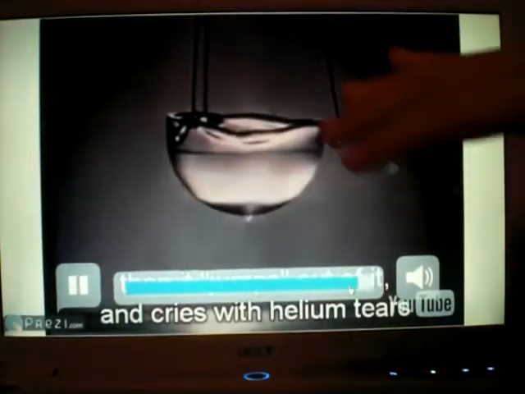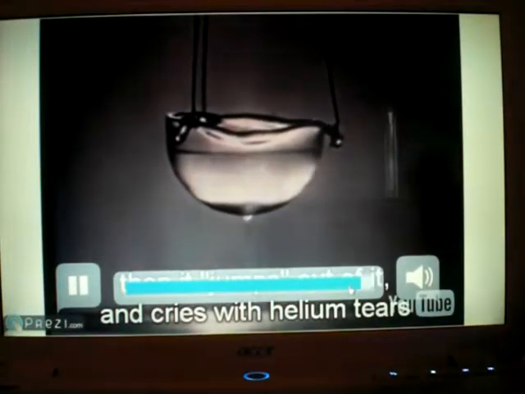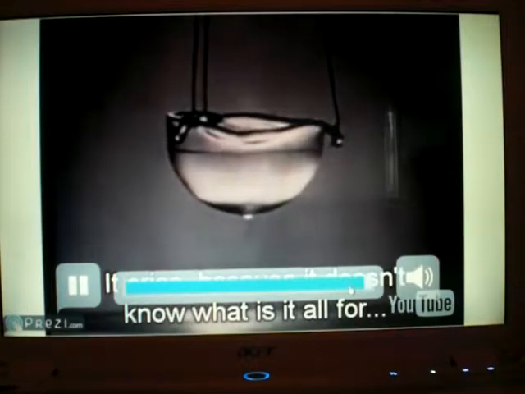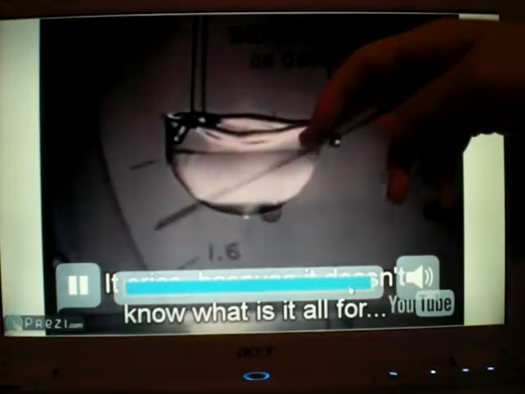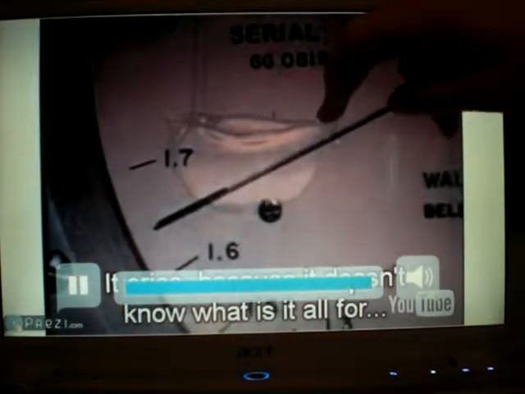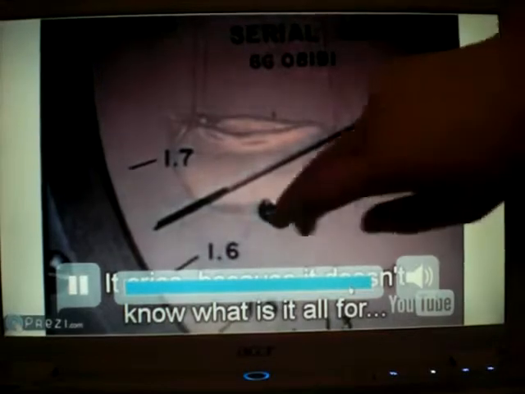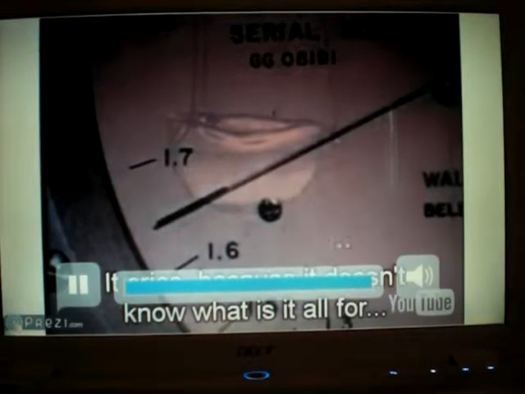Now this is what the creator of the video here describes as helium tears. It's when the liquid helium climbs up through the container and drips back down to form a tear of liquid helium dropping down, which is an example of the viscosity of helium.